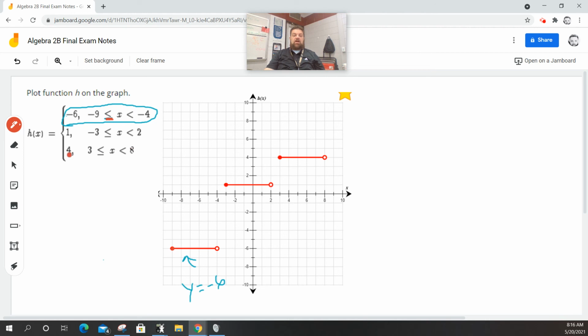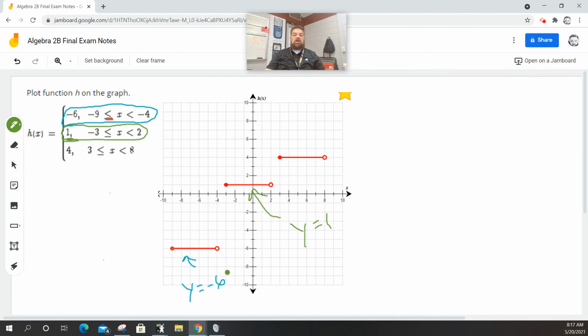Okay? So now for the next portion of the piecewise function, we're going to focus on x going from -3 to 2. So that means we're going to focus on this portion right here from -3 to 2. And that function for those x values is y equals 1. It comes from here. Y equals 1. And remember that y equals the number is a horizontal line. We just graph it at that horizontal value.